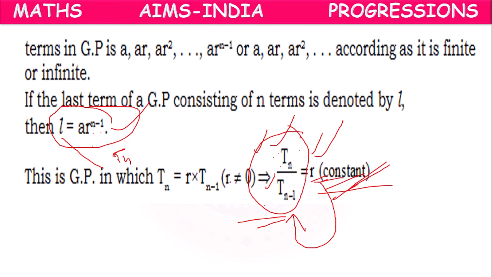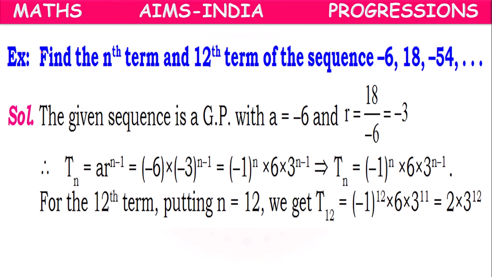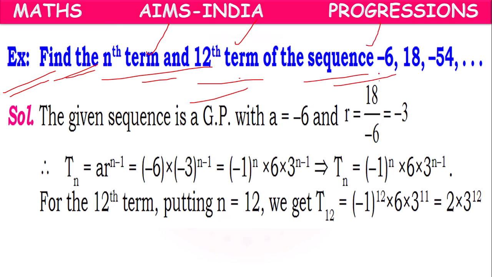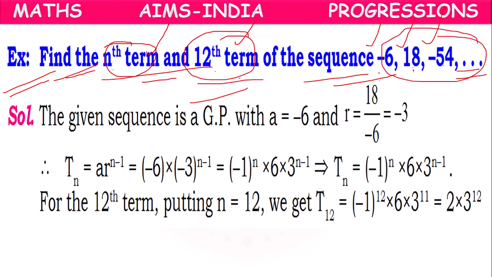Let's start with the next concept, or next example. We have an example problem here. Find the nth term and the 12th term of the sequence minus 6, plus 18, minus 54, and so on. We have to find the nth term, and after that the 12th term of the given sequence. 6 times 3 is 18, and 18 times 3 is 54, but we have minus and plus signs. So minus 6 into minus 3 gives plus 18, and 18 into minus 3 gives minus 54.